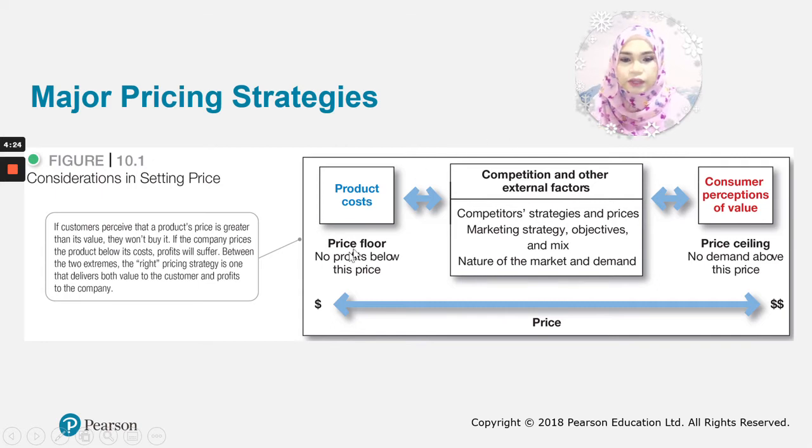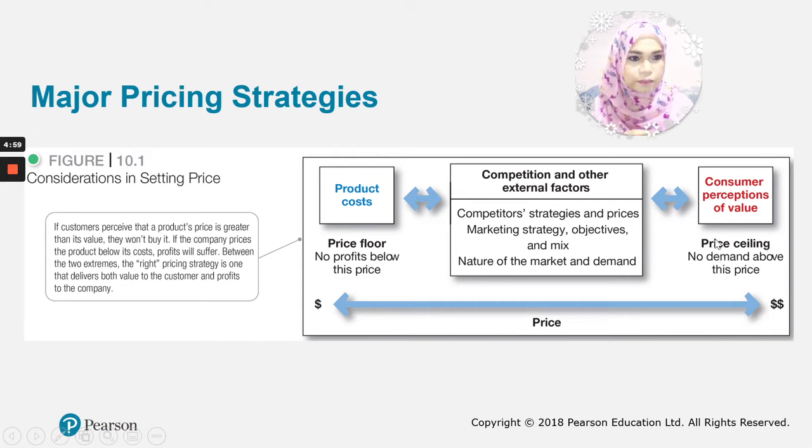By looking at this particular figure 10.1, consideration in setting price, you can consider to set the price based on the cost of you producing the product. That is the product cost, which typically will be your price floor, or the floor pricing. That means that will be the lowest price that you can set. If you set the price below this production cost, you will not be getting any profits.